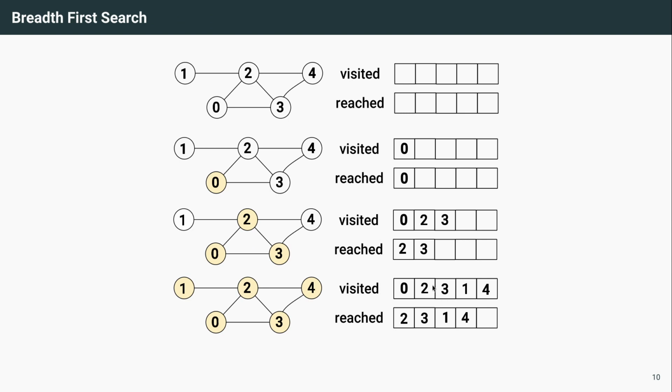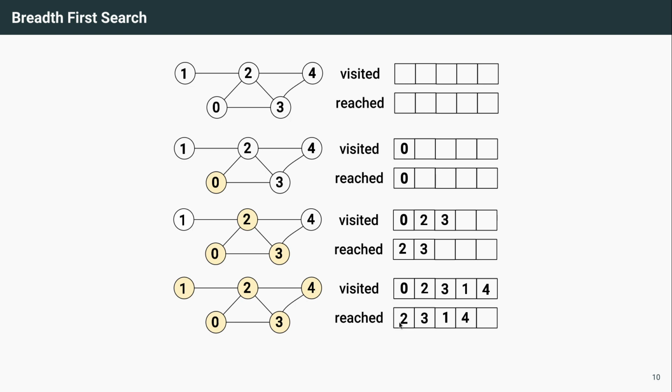Once we have done this, our visited nodes will be equal to the size of the graph, and we can immediately stop here because the full graph is explored now. At this moment, reached will contain 2, 3, 1, 4.